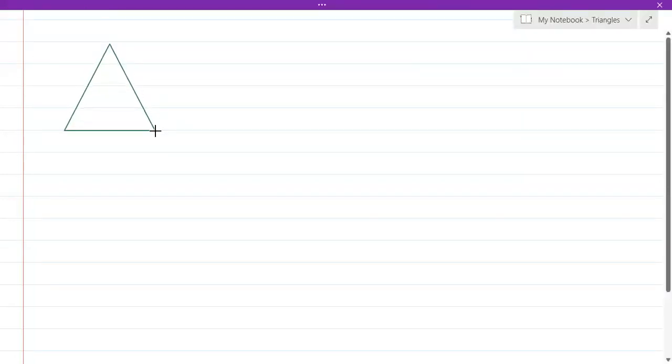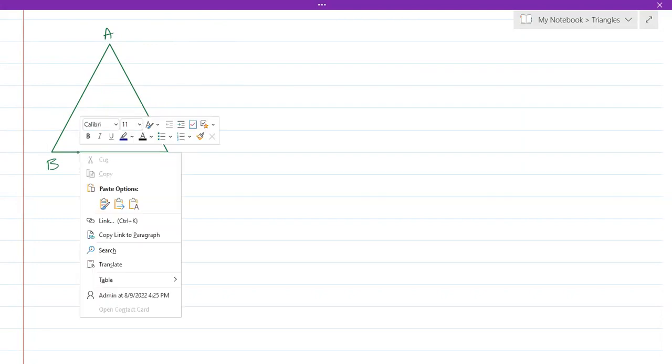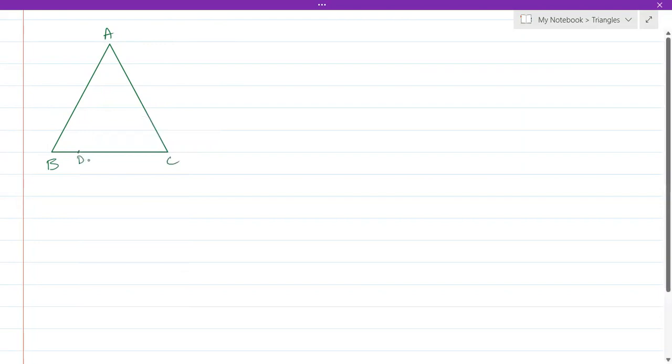First, what we have got is an equilateral triangle. So let's draw an equilateral triangle. Let's say this is our equilateral triangle, A, B, and C. This is our equilateral triangle, and D is a point on BC. Let's say D is somewhere here. This is our D.